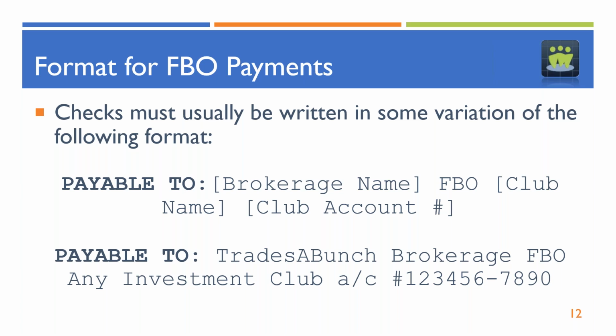And sometimes the broker may indicate to just include the account number, but if you have the club name, the account name there as well, it really makes it clear. So in this example, the check is written payable to Trades a Bunch Brokerage, FBO, NEIC, any investment club, account number 12345678890. And so when Trades a Bunch Brokerage gets this check, they see the account number in the payable there, and they know who to credit that check to.